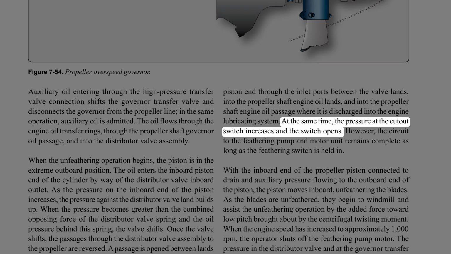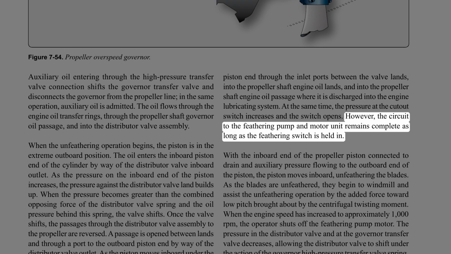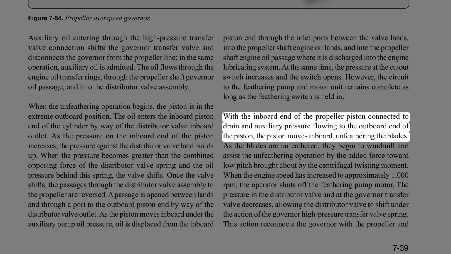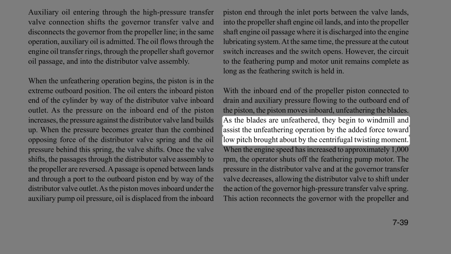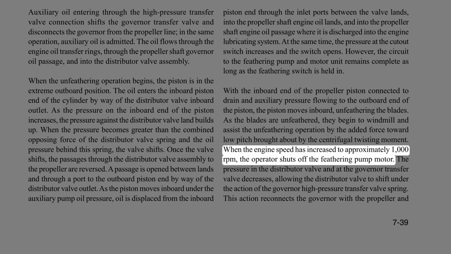At the same time, the pressure at the cutout switch increases and the switch opens. However, the circuit to the feathering pump and motor unit remains complete as long as the feathering switch is held in. With the inboard end of the propeller piston connected to drain and auxiliary pressure flowing to the outboard end, the piston moves inboard, unfeathering the blades. As the blades are unfeathered, they begin to windmill and assist the unfeathering operation by the added force toward low pitch brought about by the centrifugal twisting moment. When the engine speed has increased to approximately 1,000 revolutions per minute, the operator shuts off the feathering pump motor.